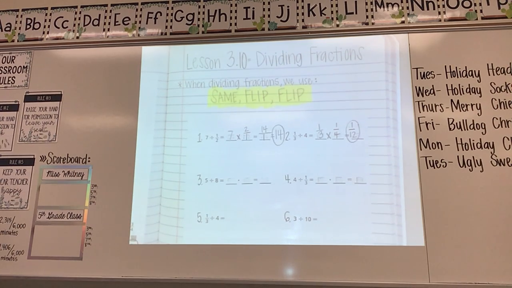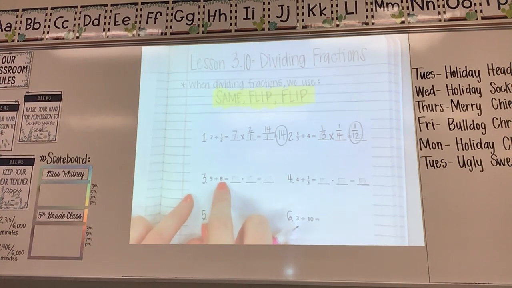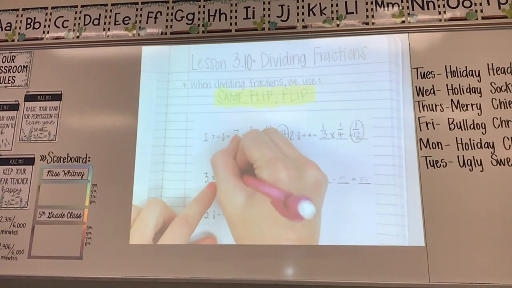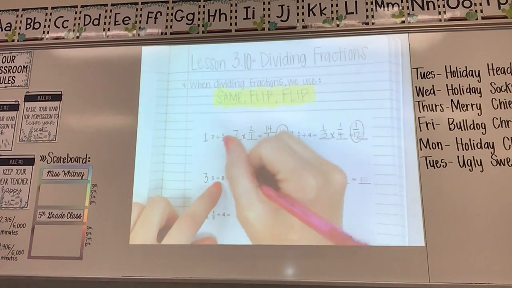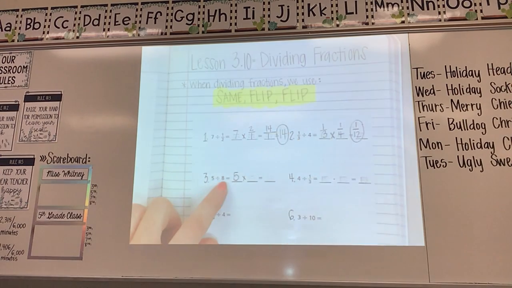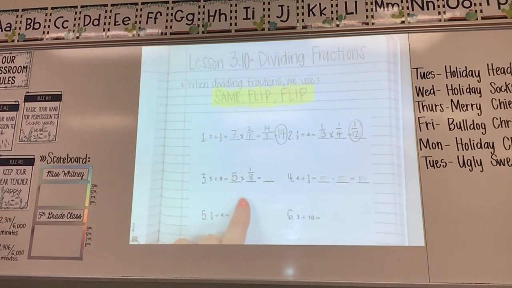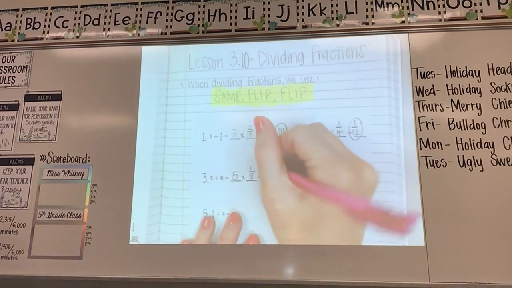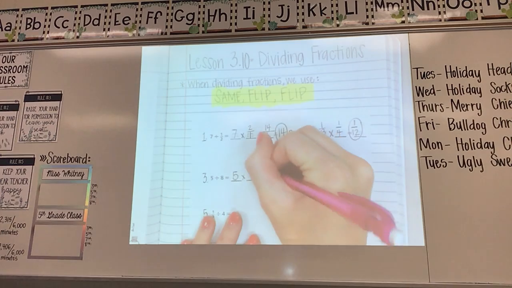Same, flip, flip. Number 3 says 5 divided by 8. So I'm going to use same, flip, flip still. Same. Flip my division sign to make it multiplication. And flip my second number. How do I flip an 8? It will become 1/8. Now I'm just multiplying, and I already know how to do that. Big number times the top, so that's a 5. Bottom number stays the same, so that's an 8. 5/8.